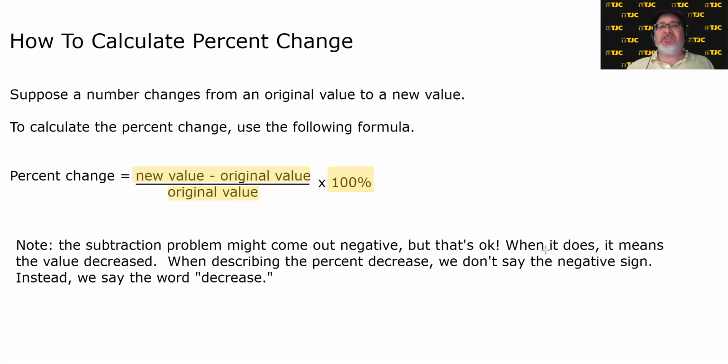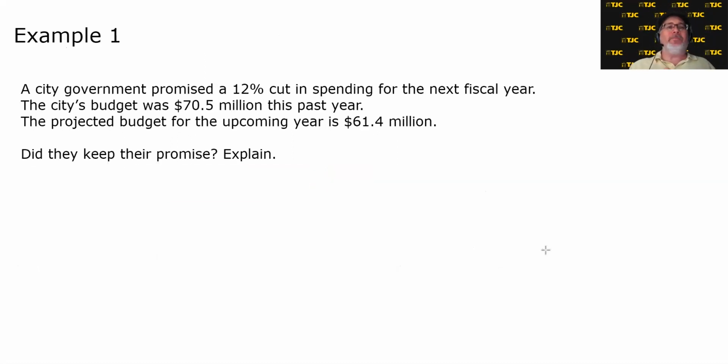Let's take a look at a couple of examples. Example 1. A city government promised a 12% cut in spending for the next fiscal year. The city's budget was $70.5 million this past year. The projected budget for the upcoming year is $61.4 million. Did they keep their promise?